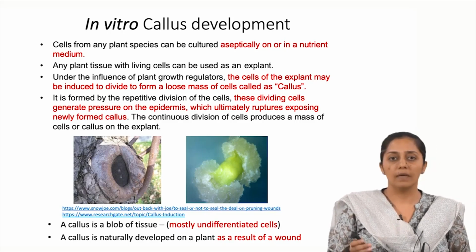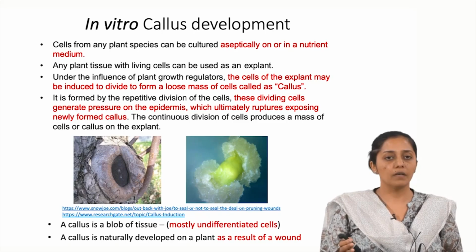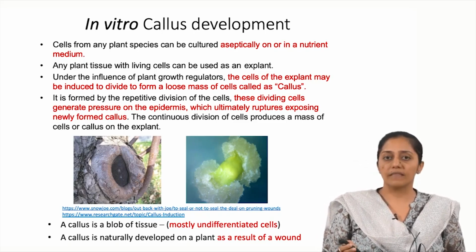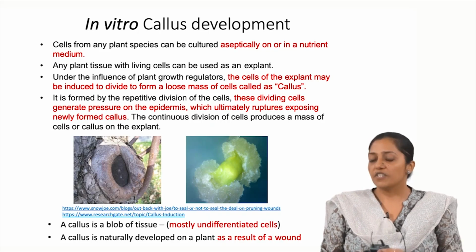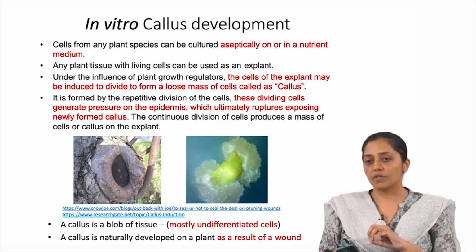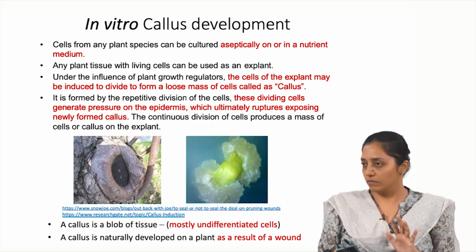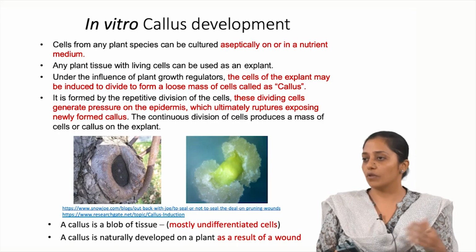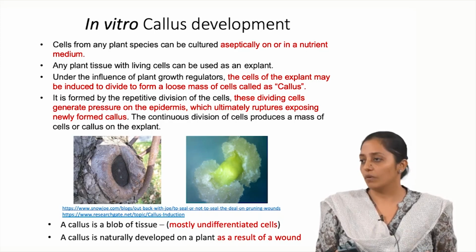The cells from any plant species can be cultured aseptically in a nutrient medium. Now, any plant part or tissue with living cells can be used as an explant, as I said. Then, under the influence of plant growth regulators, generally when we say plant hormones, they are endogenously produced plant growth compounds or regulators. But if they are synthetically produced or exogenously provided, then we call them growth regulators.